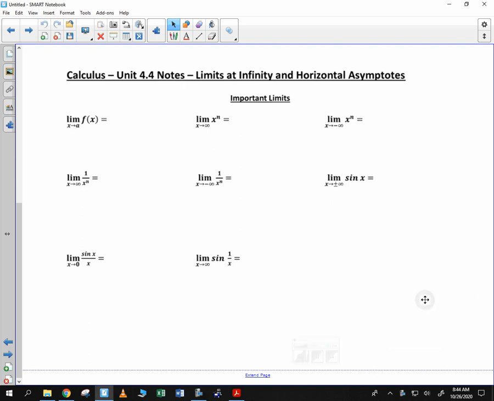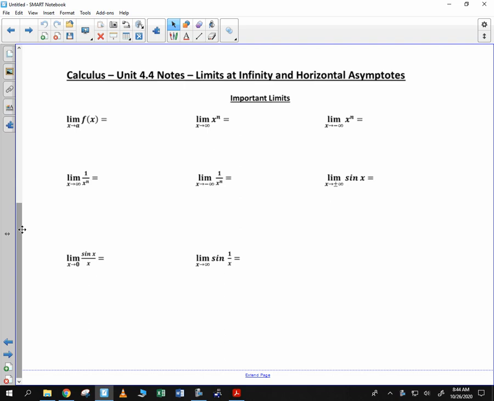Calculus, we've had the opportunity to look at a couple different ideas in this unit. One is your application of derivatives. We looked at some implicit differentiation as well as motion. We also want to investigate some things regarding limits.